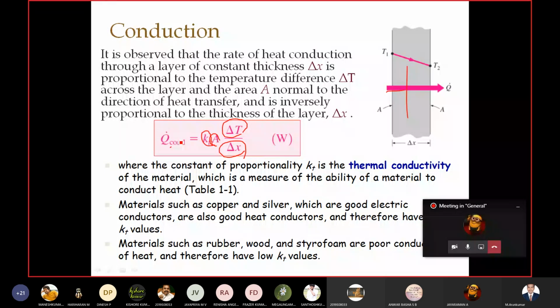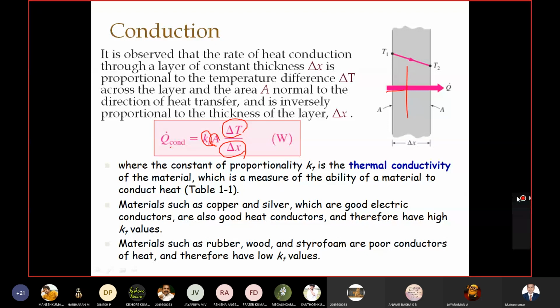Copper and silver are good electrical conductors, and good electrical conductors also conduct heat more, and therefore have high thermal conductivity constants, kT values. Then materials such as rubbers, woods, and styrofoams are poor conductors, as we know very well, in both electrical conductivity and thermal conductivity. So these materials will have low kT values.